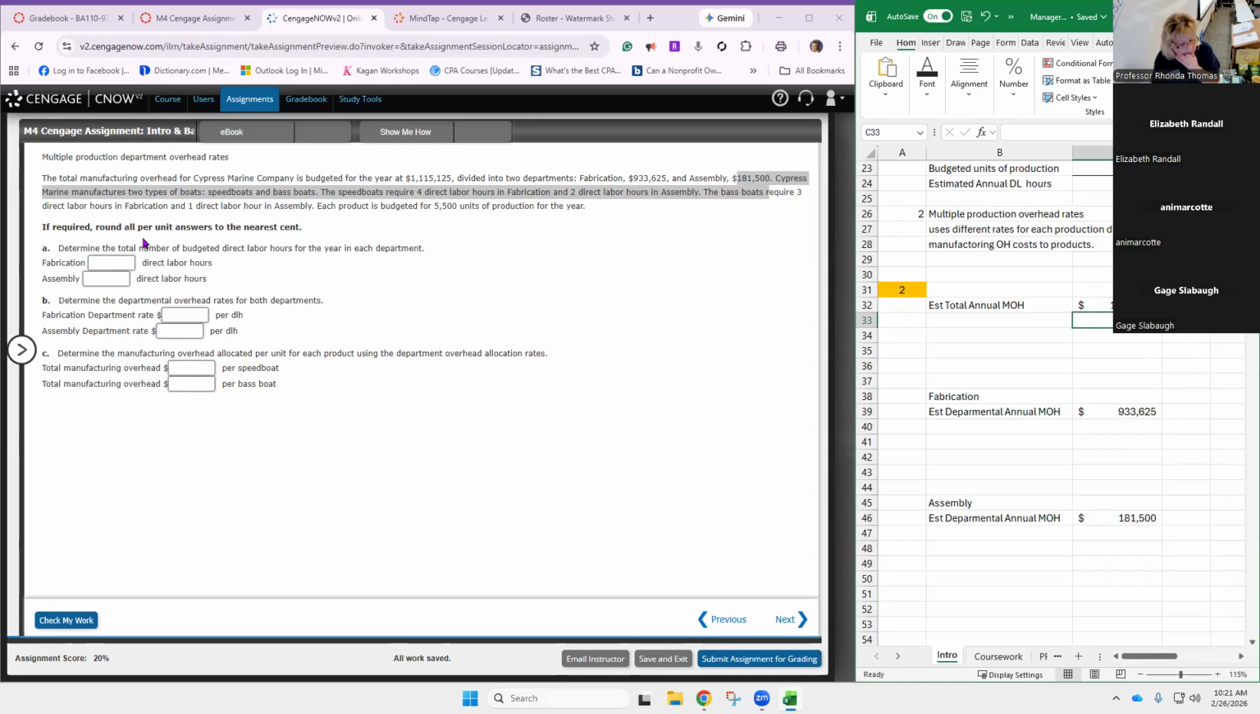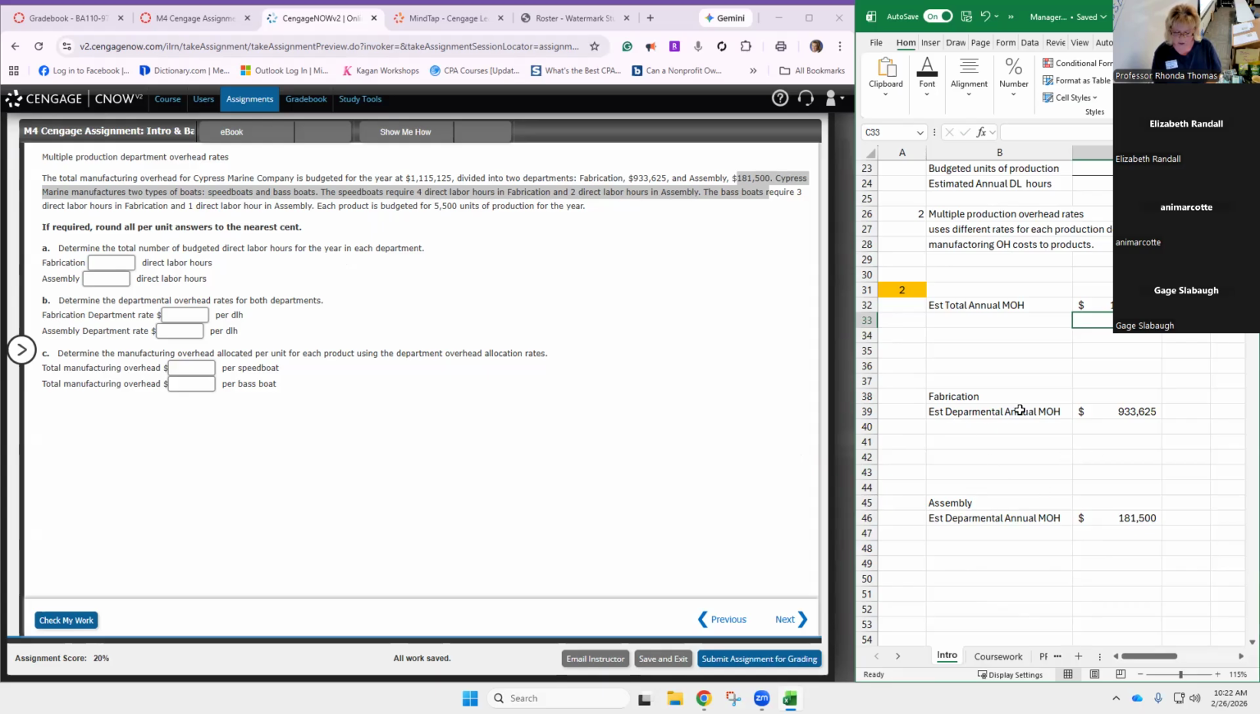All right. The Cypress manufactures those two types of boats, speed boats and bass boats. The speed boats require 4 direct labor hours with fabrication and 2 direct labor hours with assembly. Then the bass boats require 3 direct labor hours in fabrication and 1 direct labor hour in assembly. For each of the products, we plan to make 5,500 units of both boats. All right. So once again, they break it up.